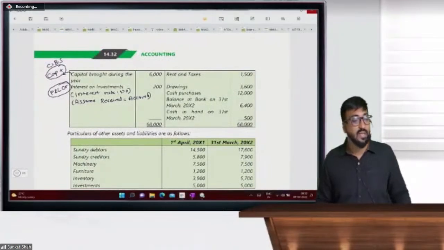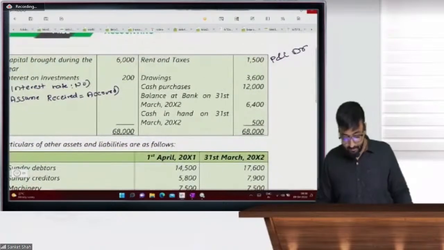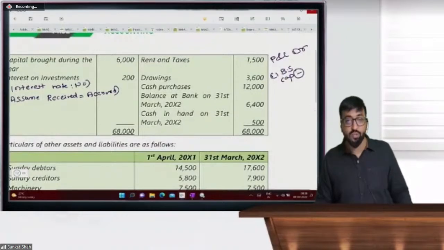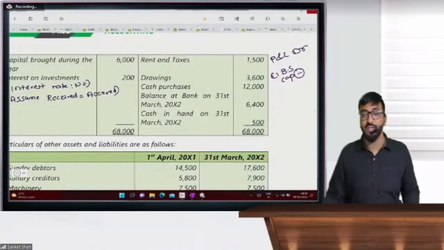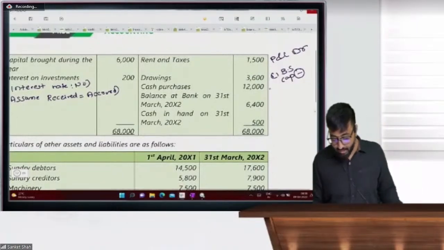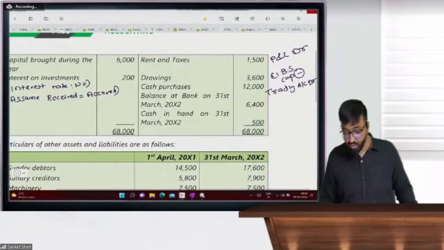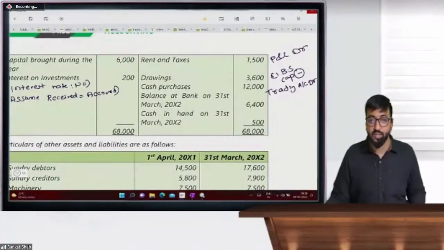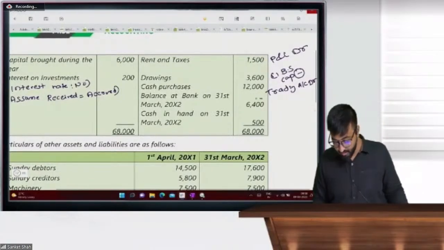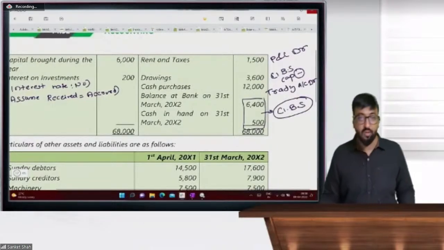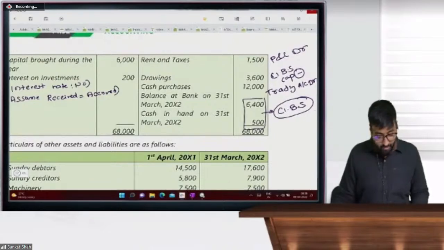Rent and taxes beta same logic. Accrued is equal to paid. So P&L debit side. Drawings account. In closing balance sheet, from capital, you are going to reduce it. Capital as a credit balance and you are reducing it means debit balance. Cash purchases, trading account च्या debit ला. So trading account के debit में you are going to write cash purchases and closing balance sheet. Closing balance sheet, you will give effects for this too. So closing balance sheet. Very simple question, beta.